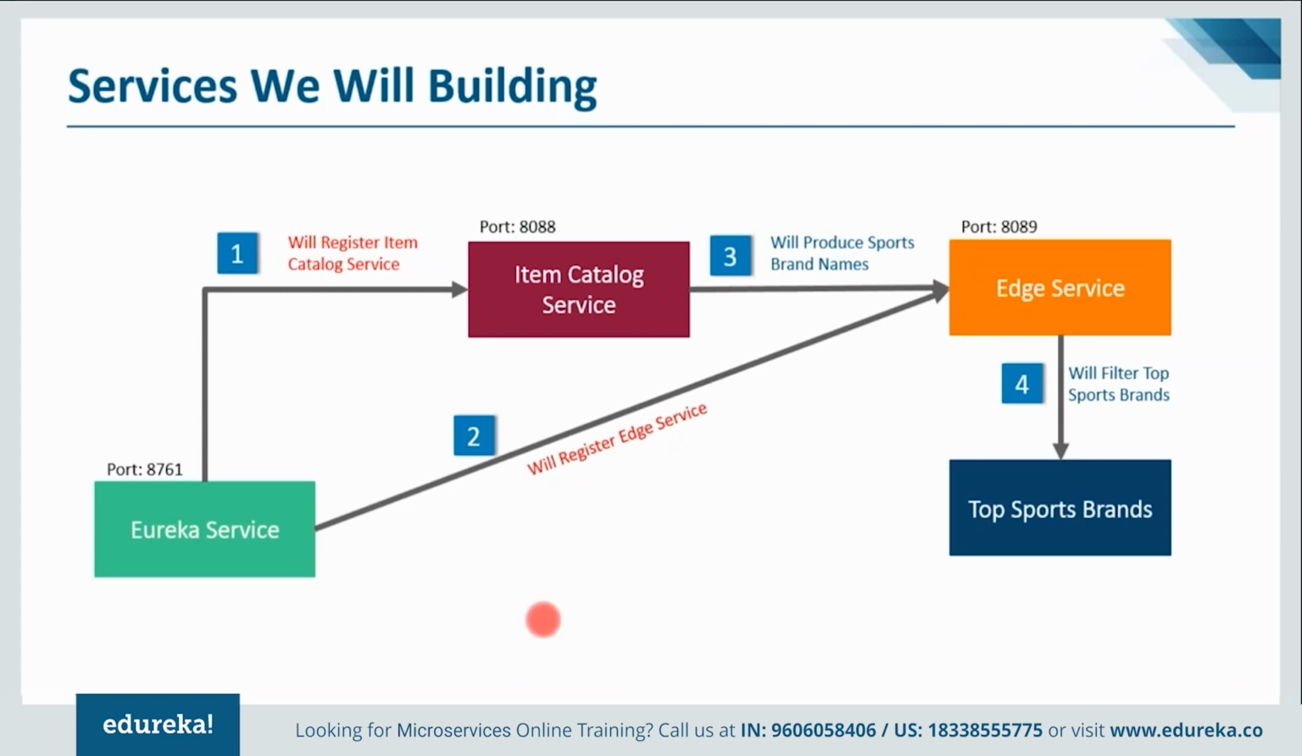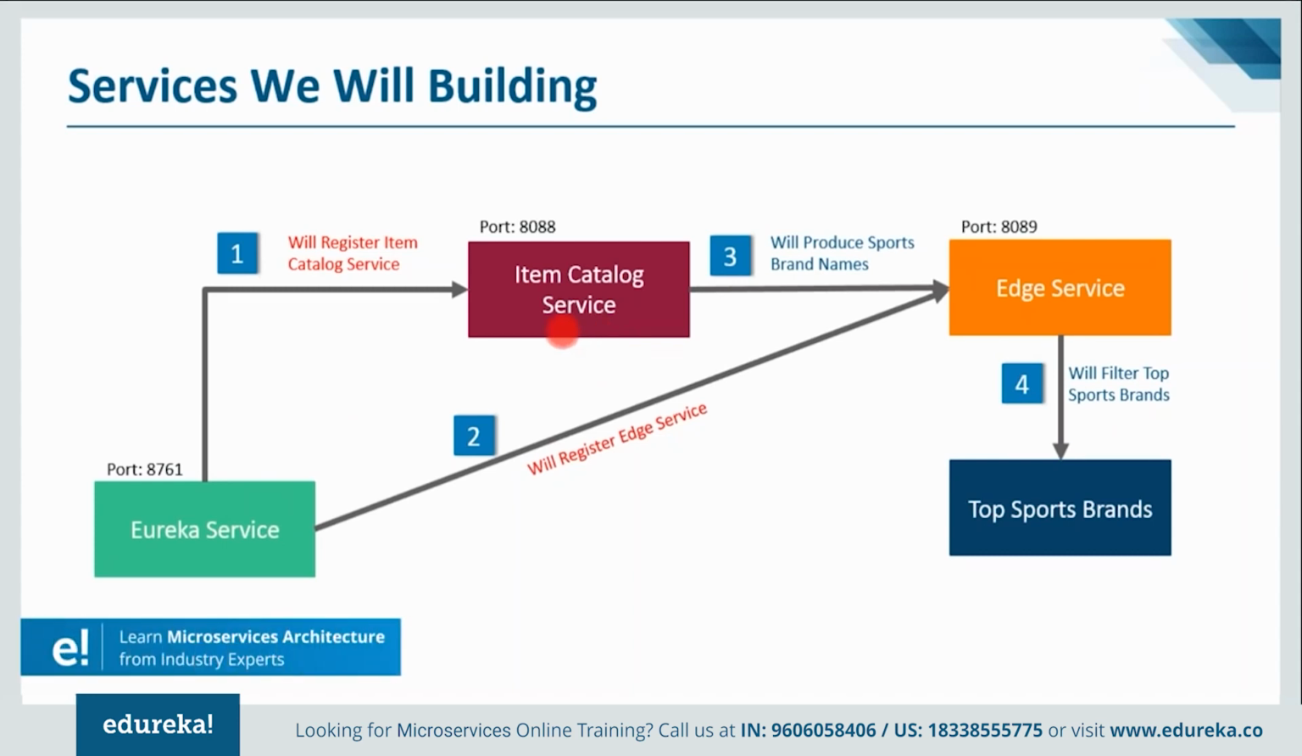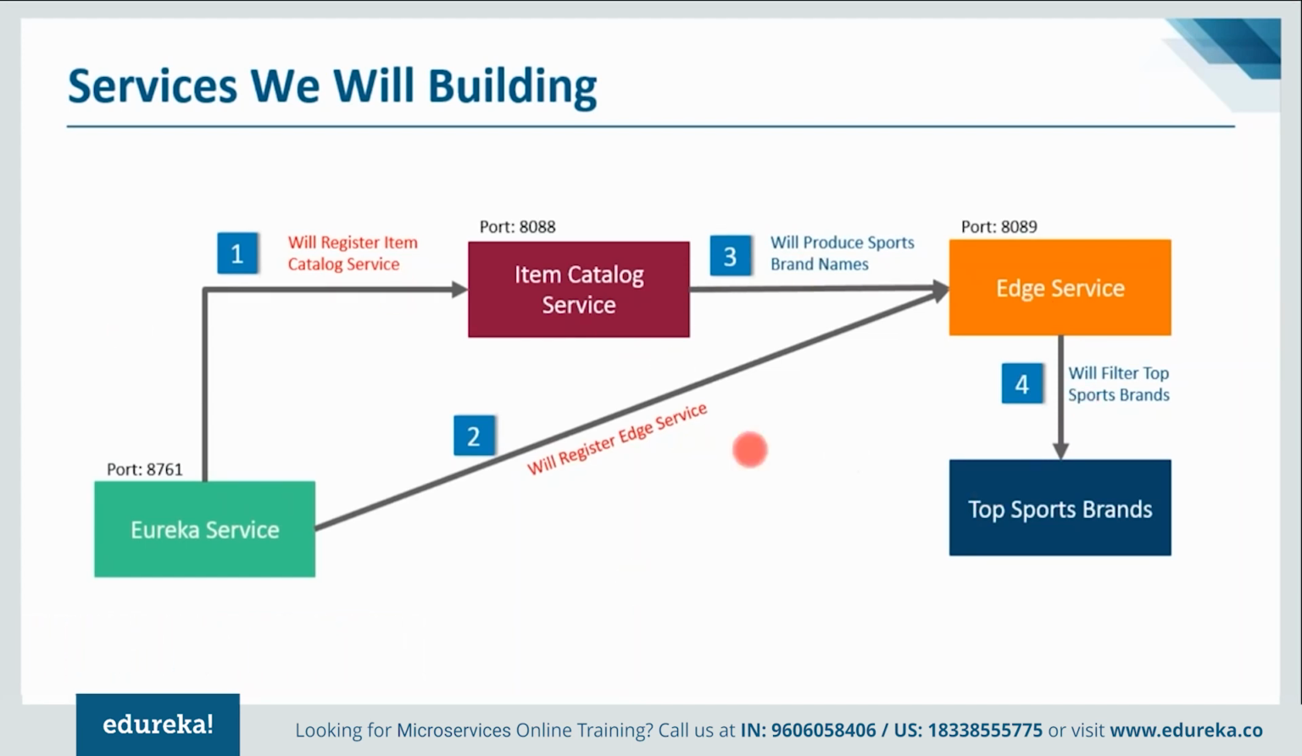Let me just repeat it once more. So we have a Eureka service, which is owned by Netflix. And this is basically a registry service. And we have the other microservices registered in this service. The item catalog service will have the sports brands. Then the edge service will basically give us the top sports brand, will filter only the top sports brand. This is how the architecture of our Spring Boot application is.